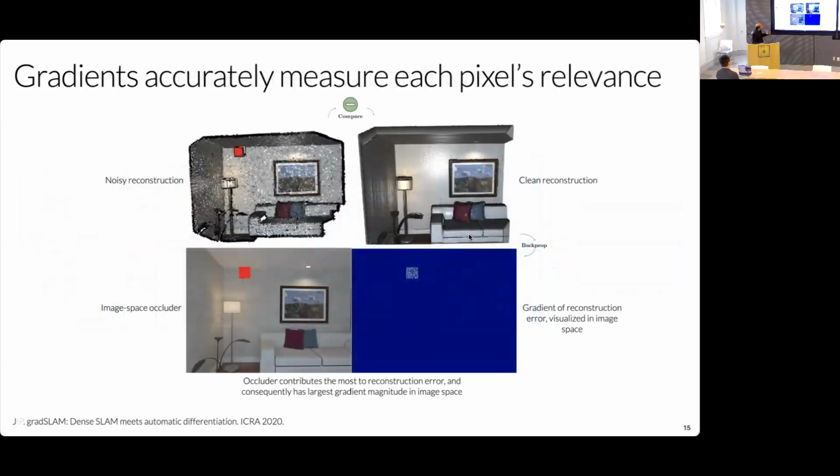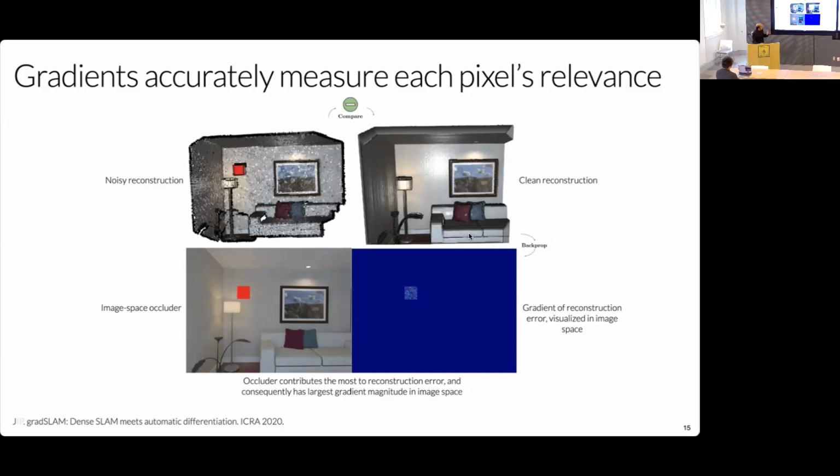So this is another example where we spawn an occluder here between the scene and the camera, and we move that around, and in each case, you are able to track all the changes back to the original pixels that caused the change. So now you have this mapping between something you can define on the output of the SLAM system to the inputs, the input RGB and depth data.